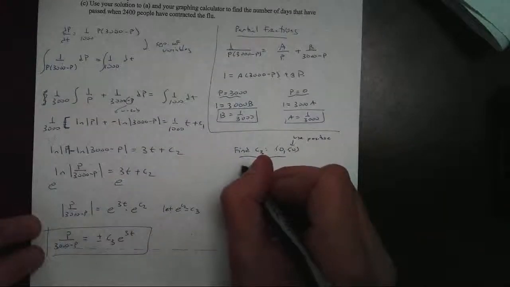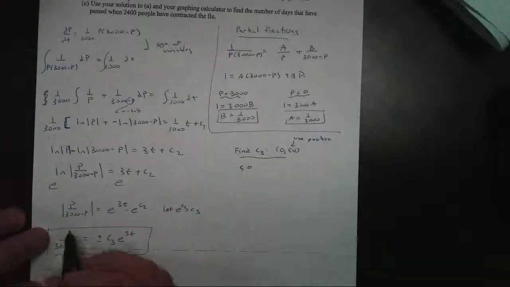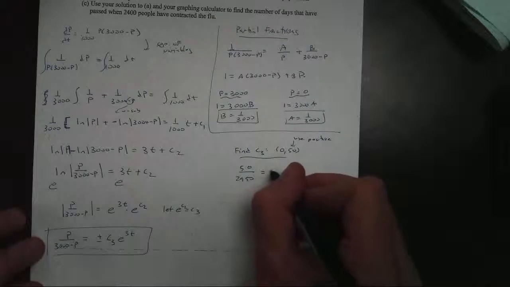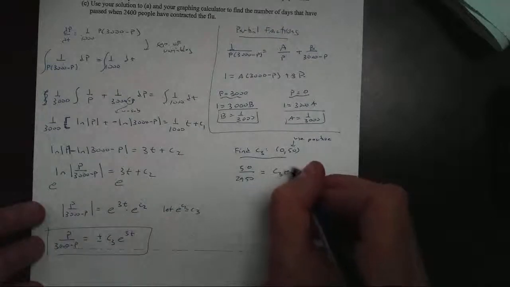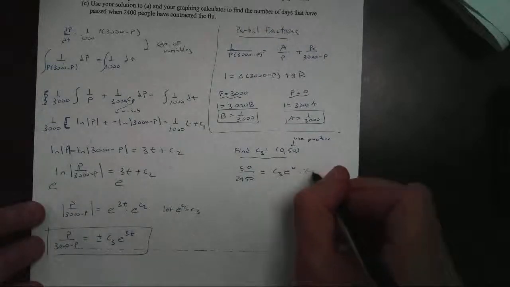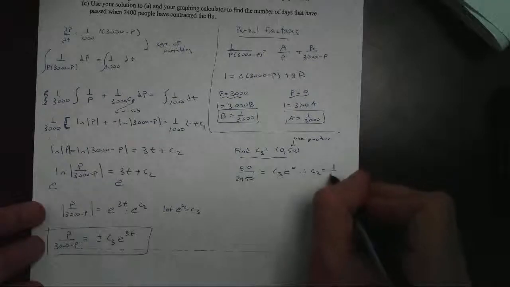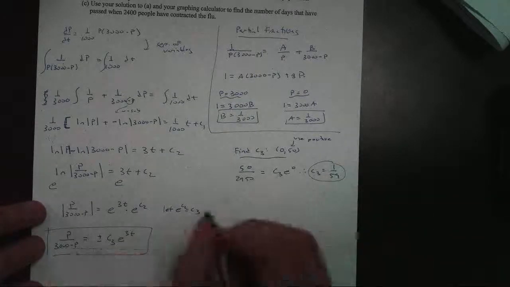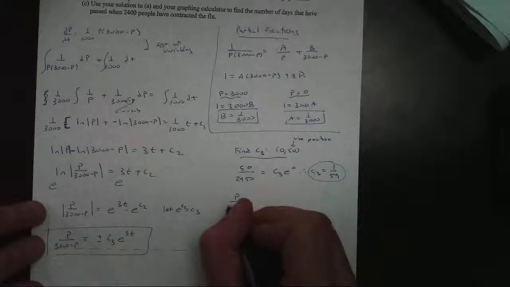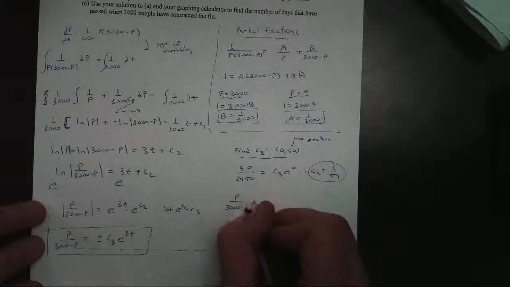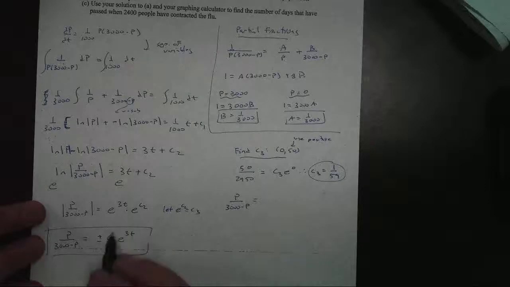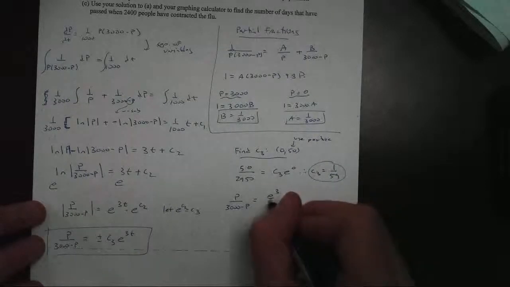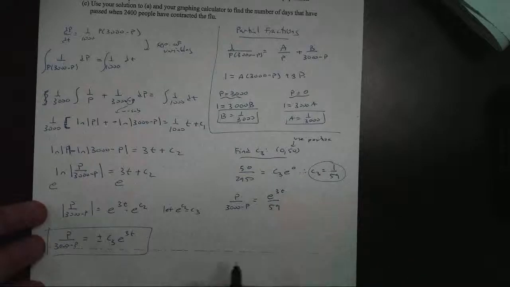So if I plug it in, I'm going to get 50 over 2950 equals positive C3 e to the 0. So therefore, using a little bit of arithmetic, we get C3 equals 1 over 59. Plugging it in, I get P over 3,000 minus P equals e to the 3t over 59.